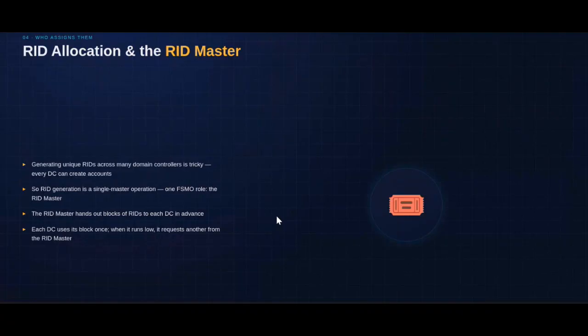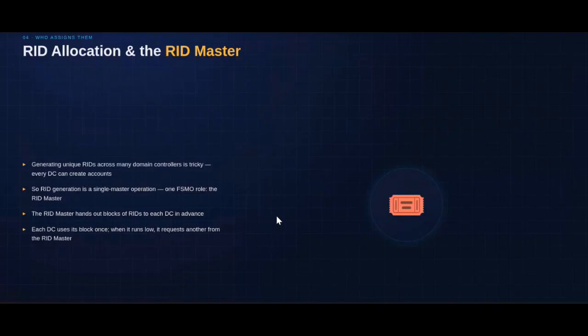In large organizations, you might have several domain controllers. All of them can create new users. So how do they make sure they don't accidentally assign the same ID? That's where the RID master's FSMO role comes in.